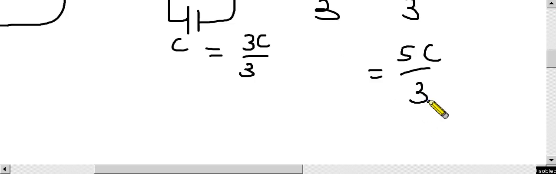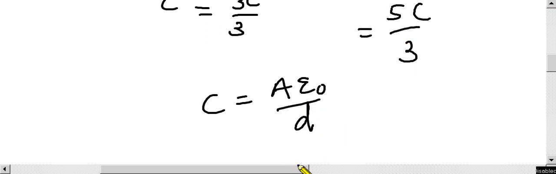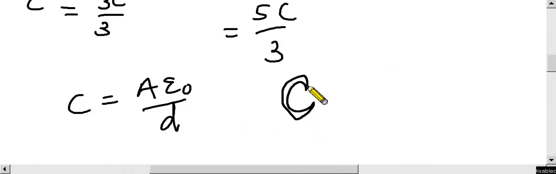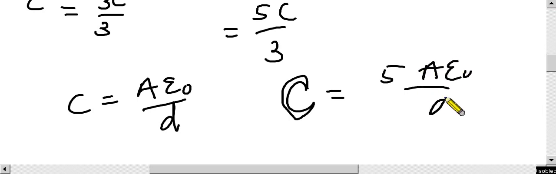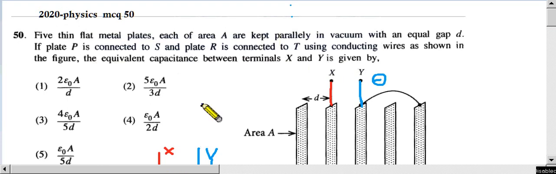You know C equals epsilon naught A divided by d, then we can substitute it here. So the final capacitance is 5 divided by 3, instead of C we can write epsilon naught A divided by d, so 5 divided by 3 epsilon naught A by d, this is the answer. The second one is the answer.